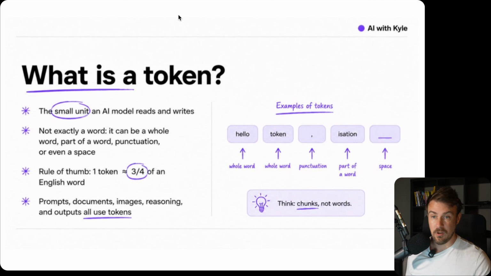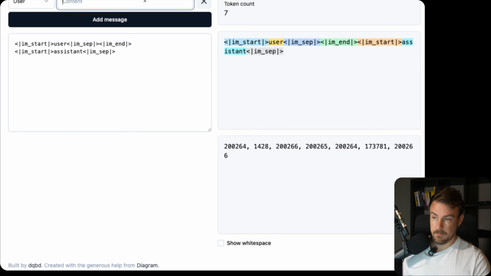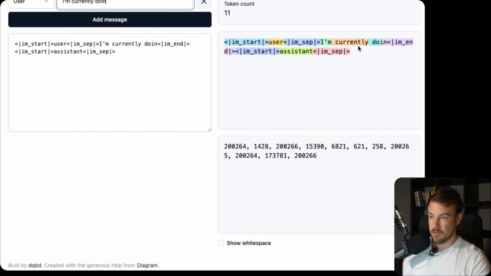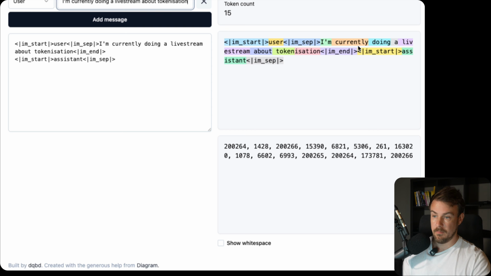What I'm actually going to show you, because it's much easier to show you this, is something called Tick Tokenizer, terrible name or great name, I'm not sure, where we can put in a prompt and it will break up that sentence into tokens. So this allows us to see what tokens actually are. So let's use, I'm currently doing a live stream about tokenization. So that is the sentence.